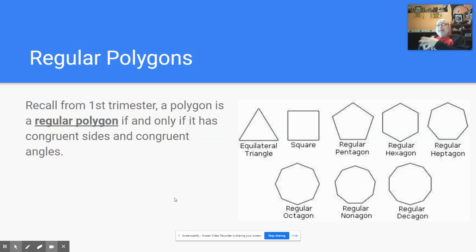Now, an equilateral triangle is an example of what's known as a regular polygon. A polygon is regular if and only if it has congruent sides and congruent angles. So it has to be equilateral and equiangular. So an equilateral triangle, as I mentioned, a square is an example of a regular polygon.